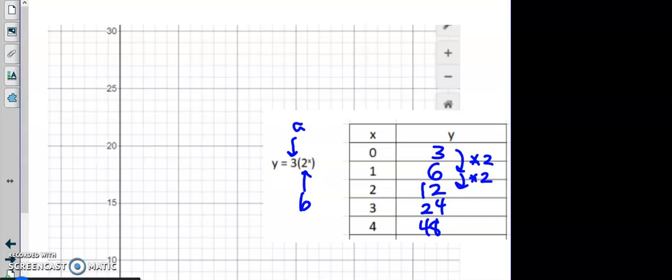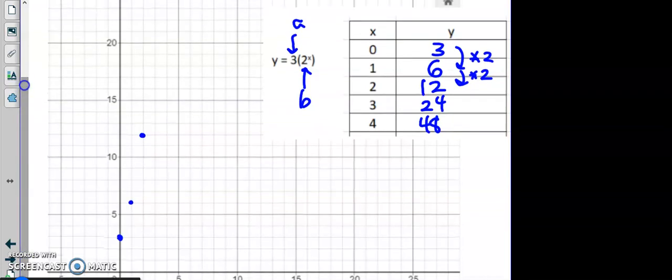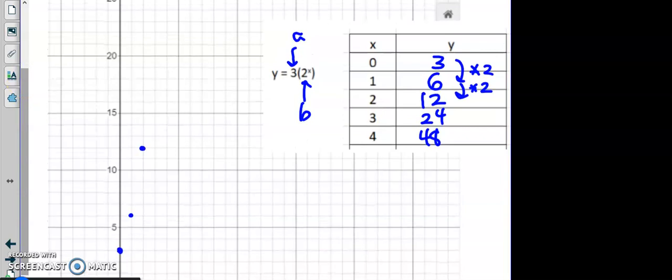So the graph itself stops at 30. So we're not going to be able to graph 0 through 3. So at 0, the answer is 3. Now, 1 at 6. 2, the answer is 12. And then 3, the answer is 24. So the exponential graph is actually curved, so it looks something like this.